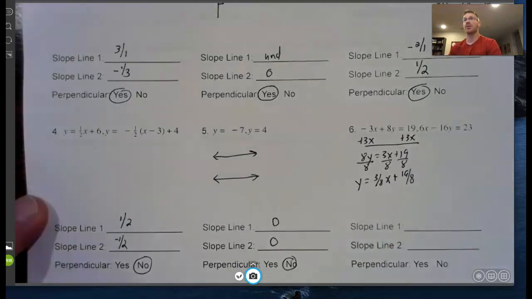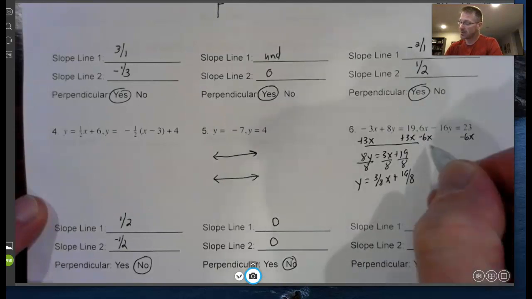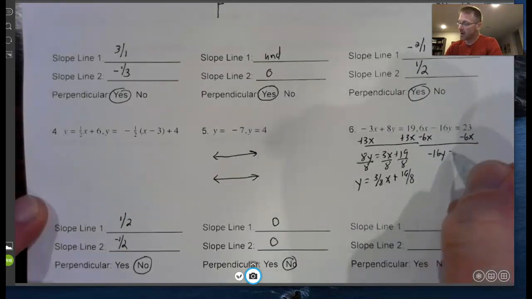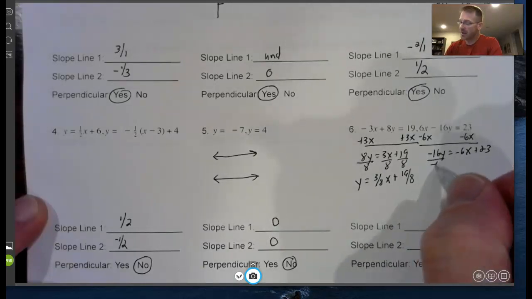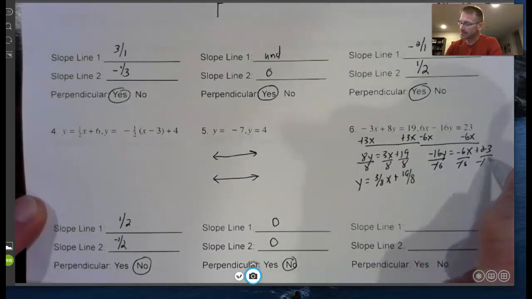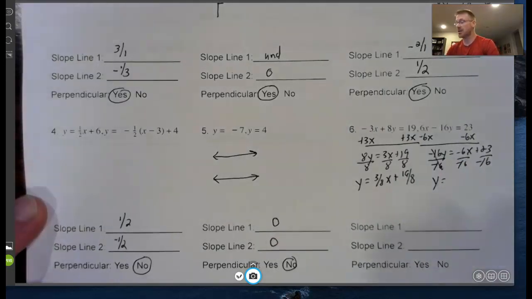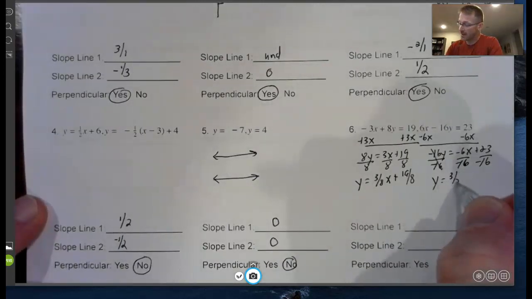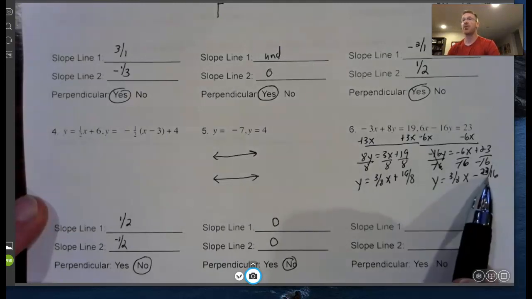All right, and now let's do the same thing for our second equation. So I'm going to subtract 6x from both sides here. So negative 16y equals negative 6x plus 23. And then I'm going to divide everything by negative 16. A negative divided by negative is positive. 6 over 16. If I divide the numerator and the denominator by 2, that gives me 3/8 x. And then that's a 23 over 16. And we don't really care what this value is for this particular problem.